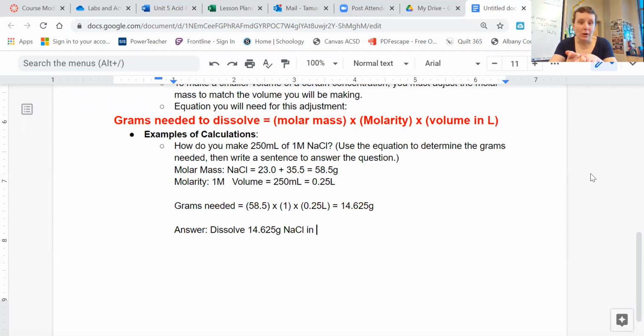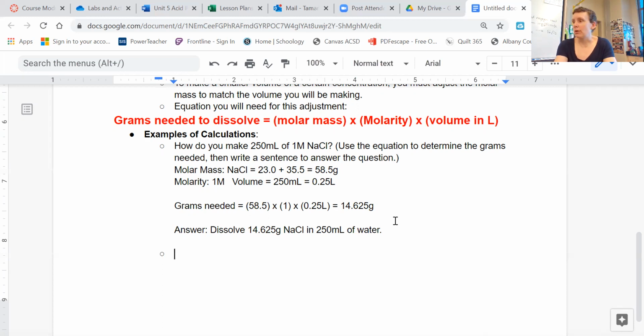Can you think of how much water we want to dissolve it in? How much solution are we trying to make? Okay, so you could put 250 milliliters of water, or 0.25 liters of water. But either way, that grams answer is only one piece of the answer. We have to put a whole sentence together. We're going to dissolve that many grams in the right amount of water to get the solution volume that we want. Okay? So don't forget to answer your questions that way when we do more practice.